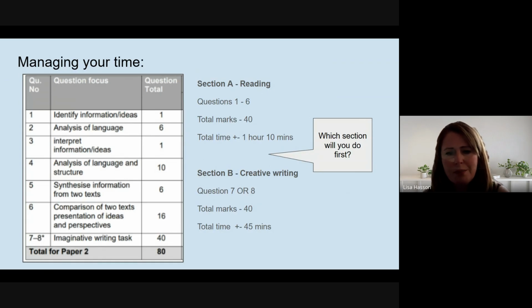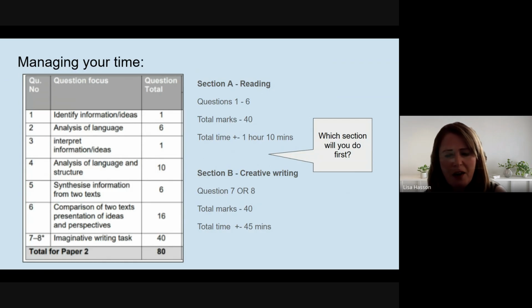If you do them out of sync, the likelihood is you're working doubly hard when you don't really need to. If you do them in order, that natural progression will allow you to grow your engagement and your understanding of the text. Section B is your creative writing task. As I mentioned, you've got a choice between questions 7 or 8, and your total marks are 40 on that, and therefore I recommend you spend about 45 minutes on that question.